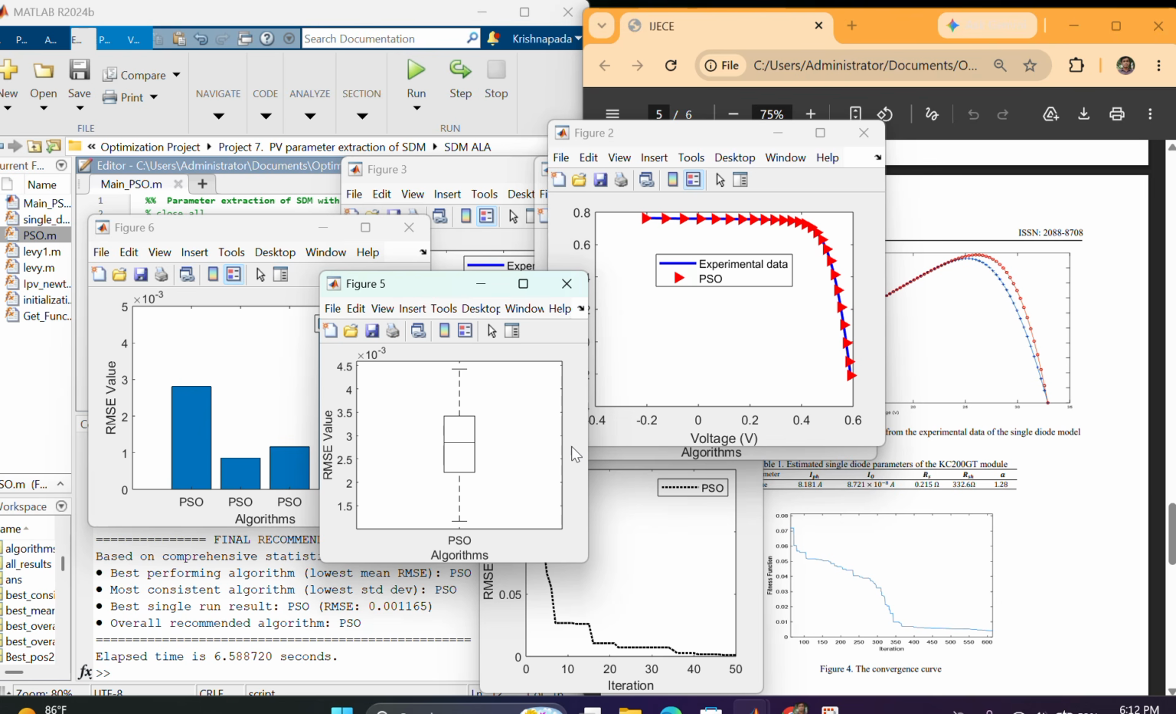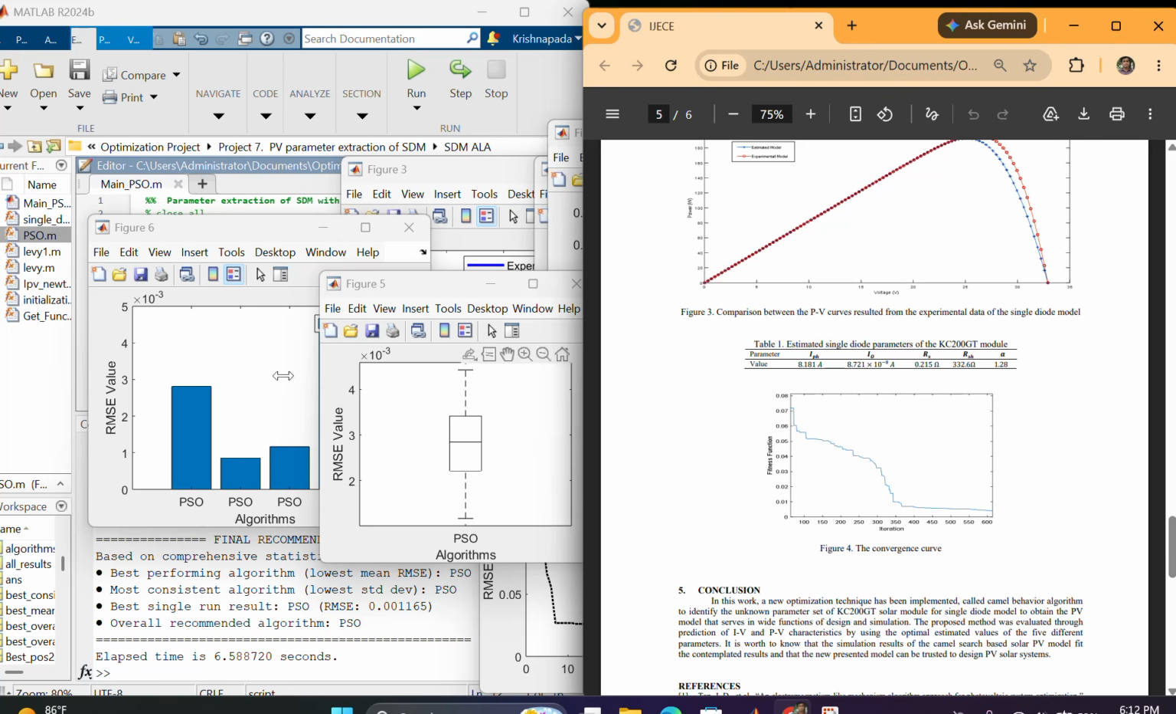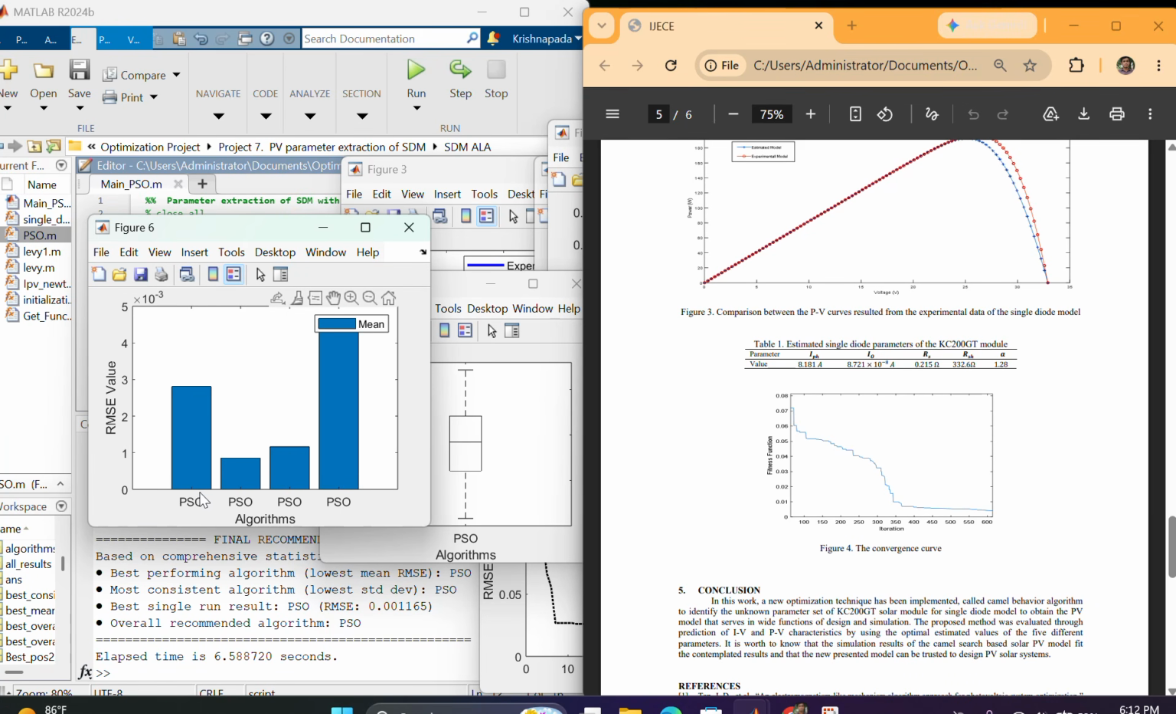Figure fifth, the box plot for the PSO algorithm. Sixth is the RMSE value for the PSO algorithm. That represents the mean value.